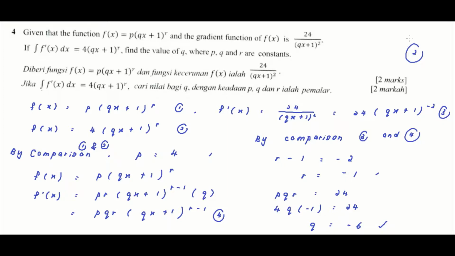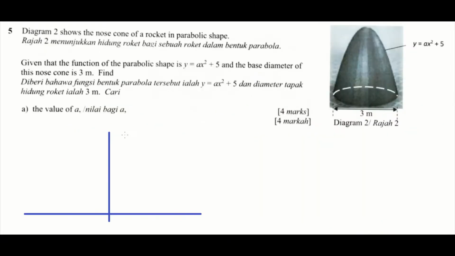So let's try to see number 5. Okay, number 5. So this is a diagram that's showing you the nose cone of a rocket in a parabolic shape. Okay, so this is the parabolic shape, and it's given that the function of this shape is y equals ax squared plus 5, and the base diameter given here is 3 meters. Okay, so the question is asking you to find the value of a, which is the a here, and to find the volume in part B.